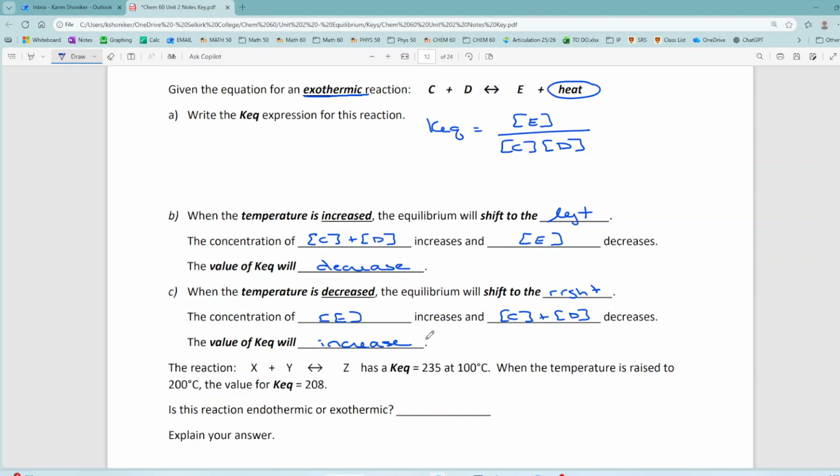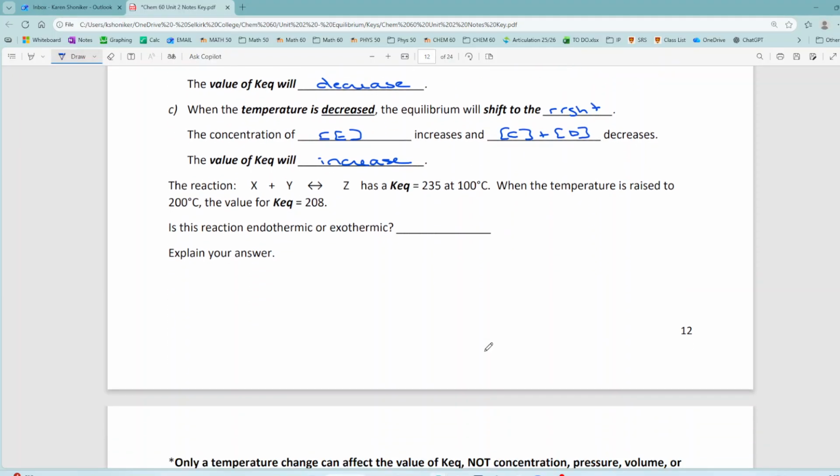Okay, so we've just done two examples. One was an endothermic reaction, one was an exothermic reaction. Not that that really mattered, because as long as you treat heat as a reactant or a product and determine which way to shift, we've looked at the effect on KEQ. So this next one's going to be a little bit of a puzzle. For the reaction X plus Y goes to Z, it has a KEQ of 235 at 100 degrees Celsius. If the temperature is raised to 200 degrees Celsius, then does the value of KEQ go up or down to 208?